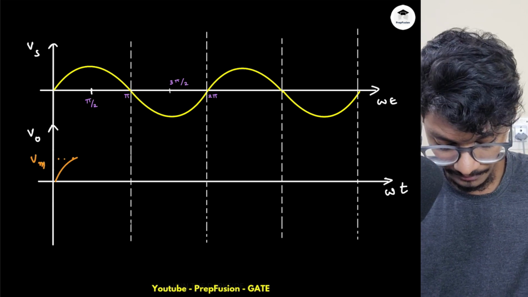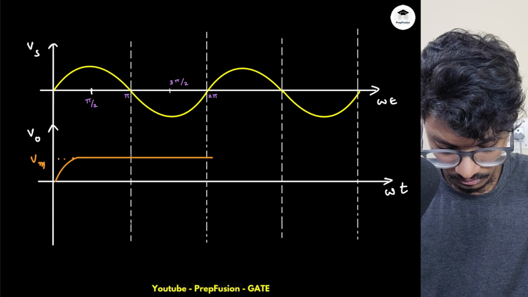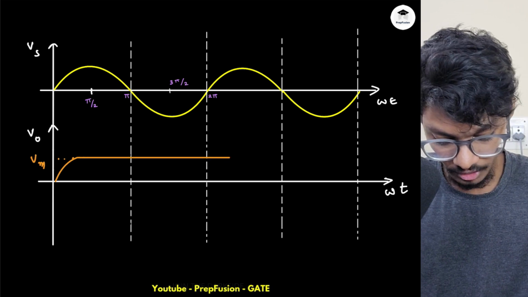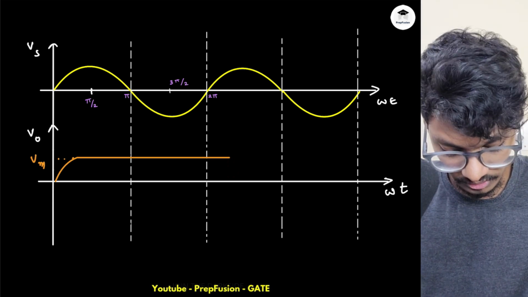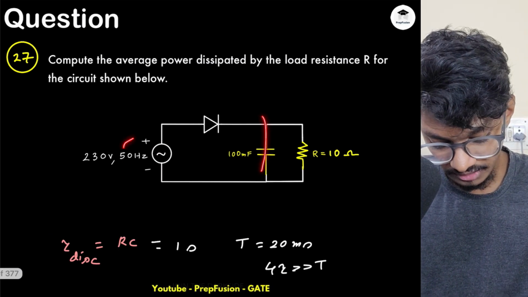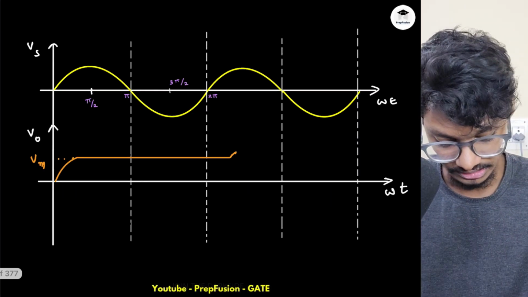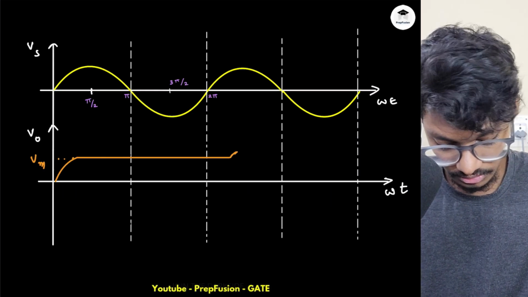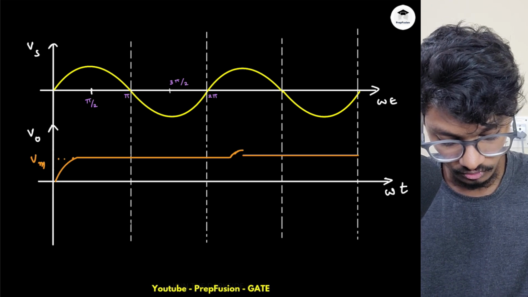Then it will discharge, but very slowly. Then again, at some point here, the anode voltage will be just higher than the cathode voltage. Then again it will charge very fast, because during charging the input voltage is directly connected across the capacitor, so it will charge instantaneously. Then again this will reach some Vm value, then again it will discharge very slowly, and this will follow. Okay, not like this.